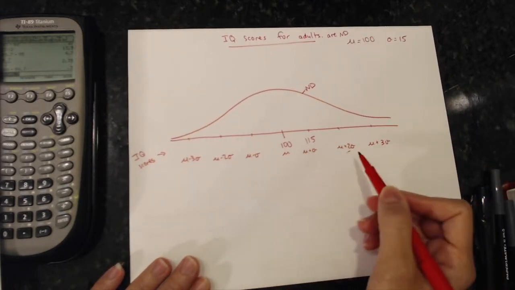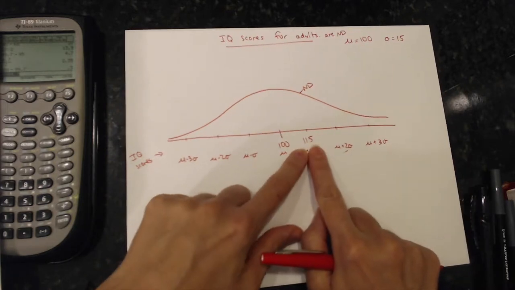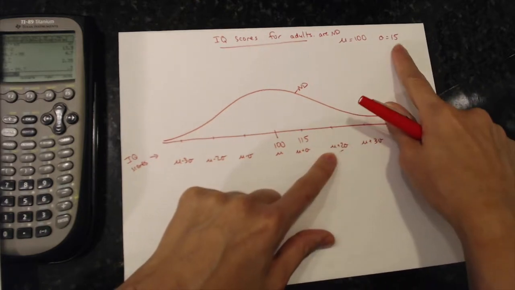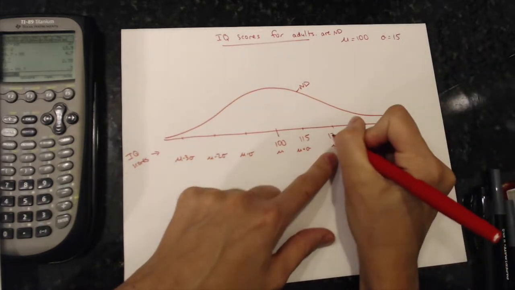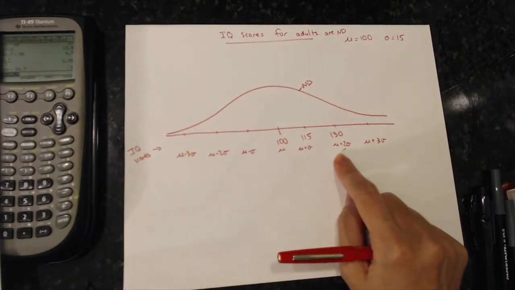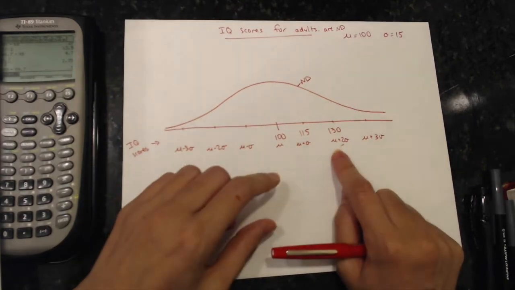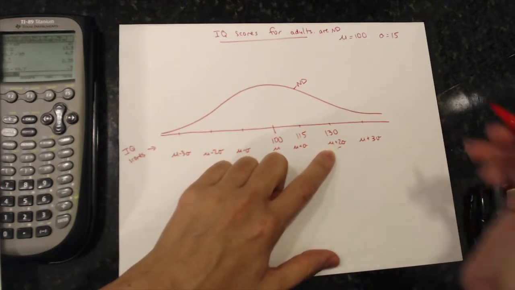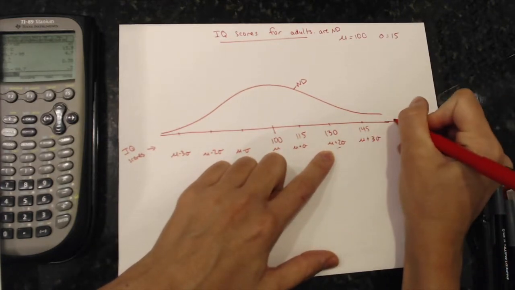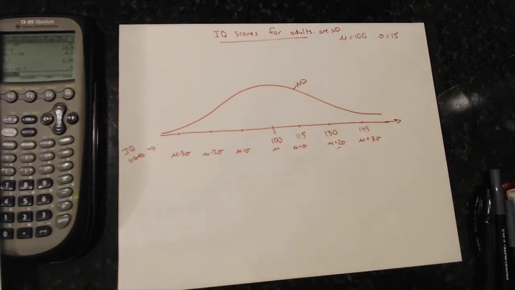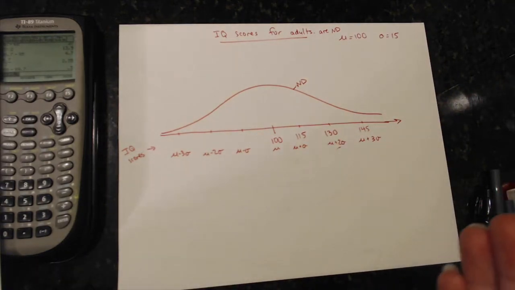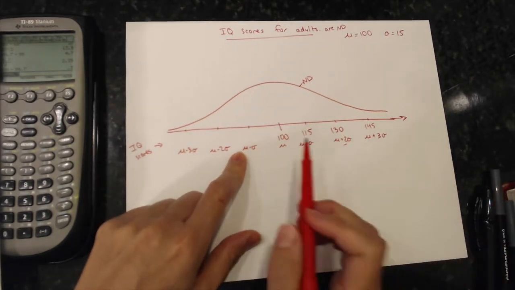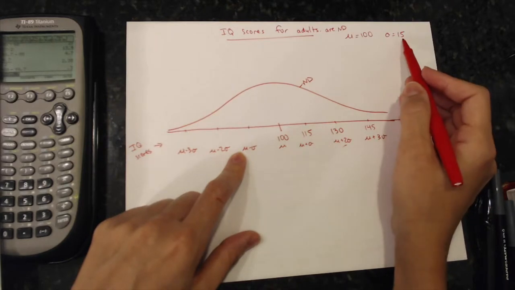Continue, add another 15. 2 standard deviations would be plus another 15, or 130. 130 is an IQ score that lies 2 standard deviations above the mean. 3 standard deviations above the mean, I'm going to go another 15, 145. Of course, I could continue to the right, but we always specifically talk about 3 above or 3 below for the empirical rule. 1 standard deviation below the mean would be 100 minus sigma, which is 15.